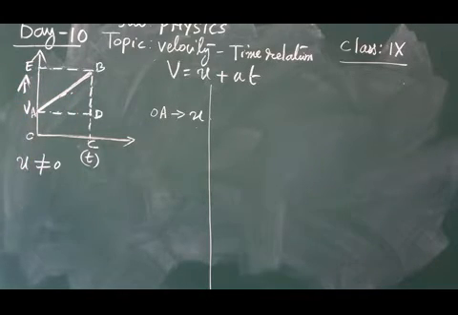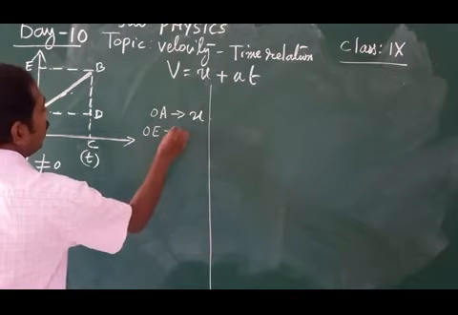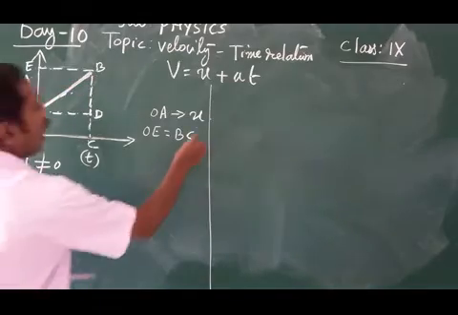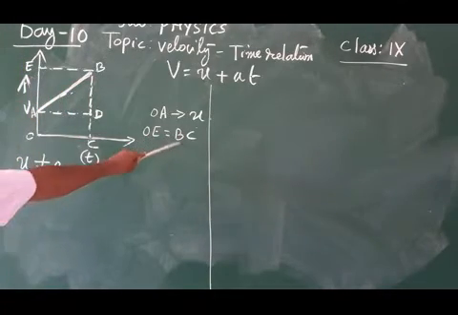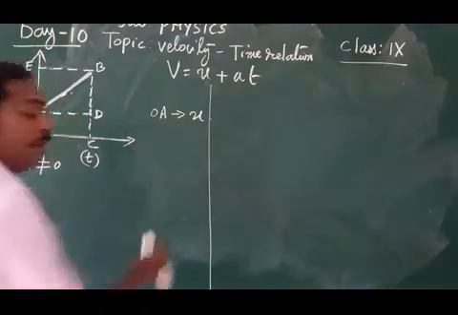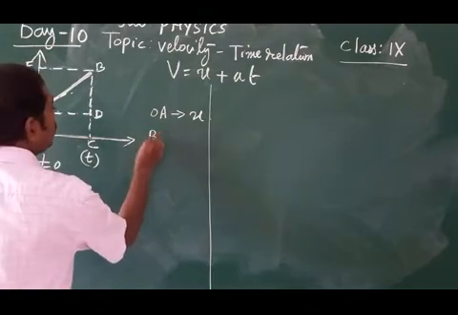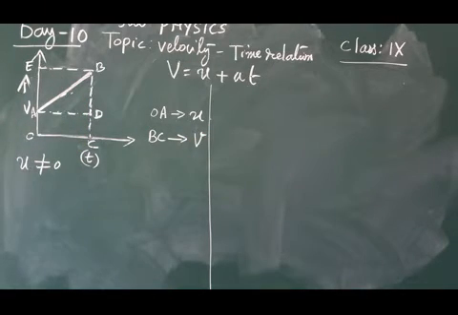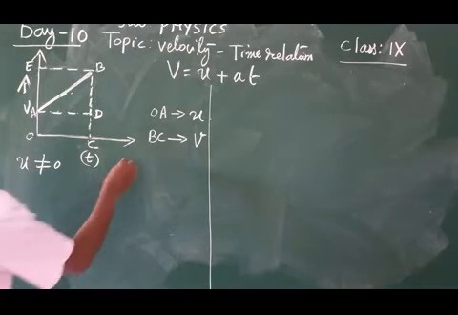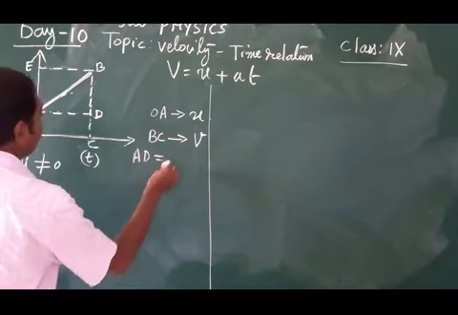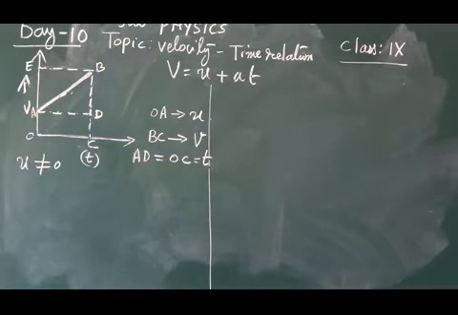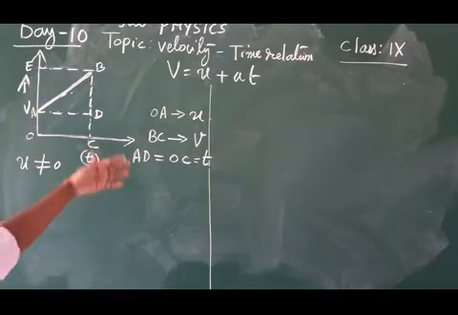OE and BC are equal. This is the final velocity. So BC represents the final velocity v. Then the time is O to C, similar to A to D. A to D is equal to O to C. This is the time interval for the velocity to change from u to v. We are obtaining this from the graph only.